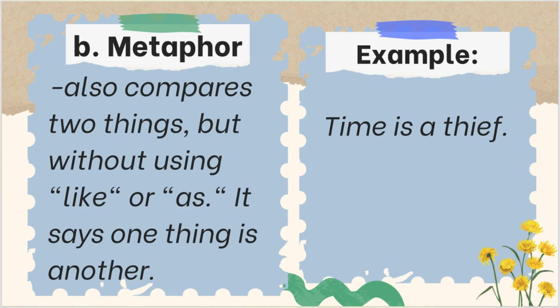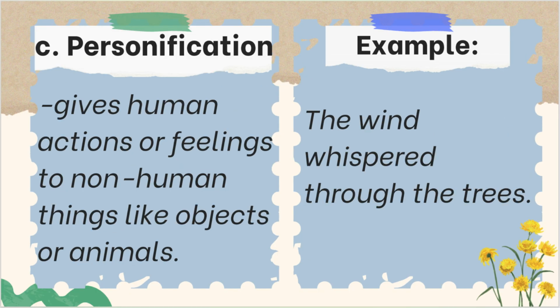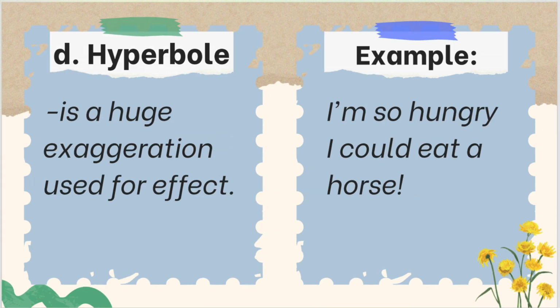Letter B is metaphor. It also compares two things but without using like or as. It says one thing is another. An example of this is, time is a thief. Letter C is personification. It gives human actions or feelings to non-human things like objects or animals. An example of this is, the wind whispered through the trees. Letter D is hyperbole. It is a huge exaggeration used for effect. Example is, I'm so hungry I could eat a horse.